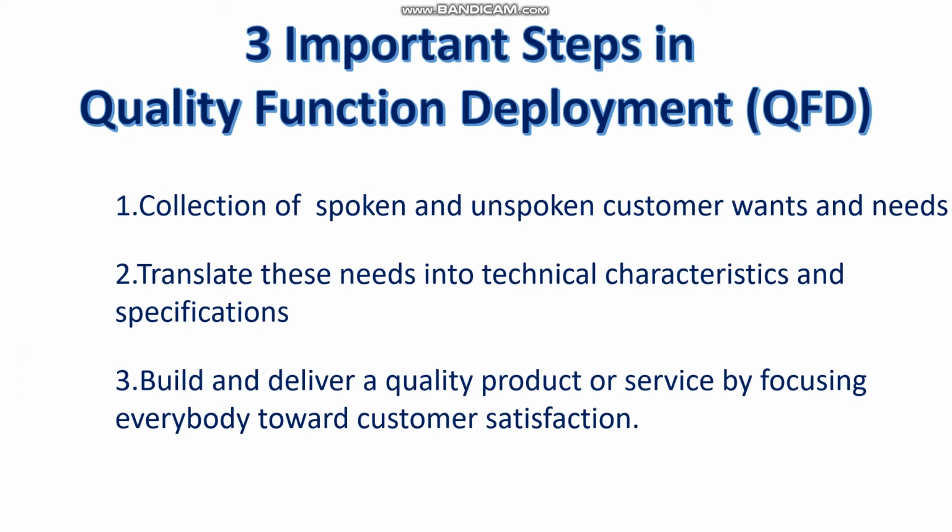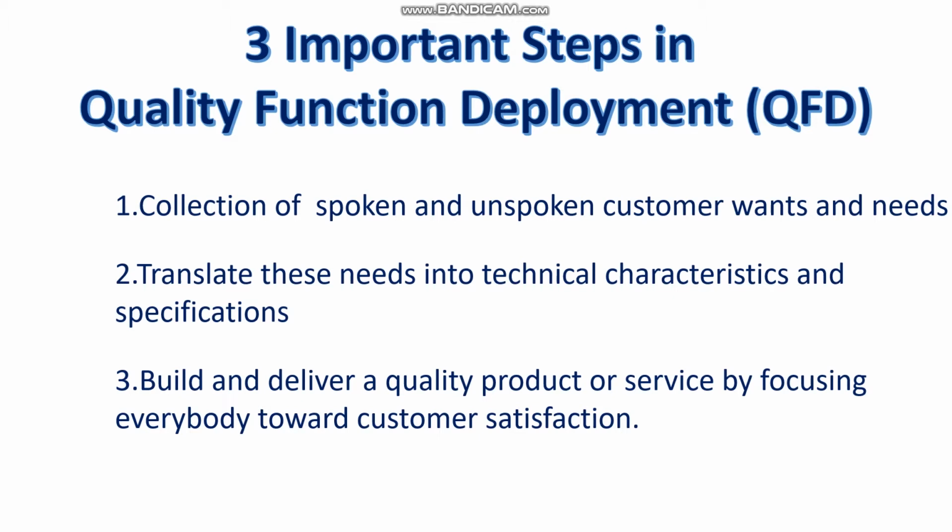There are some steps in quality function deployment. Three important steps are given here. The first step: collection of spoken and unspoken customer wants and needs. We have to identify who the customer is for our product. After that, we have to collect what the customer requires. This may be with brainstorming or through verbal or text, any kind of questionnaire we can conduct, and we have to collect what the customer is expecting for that particular product.